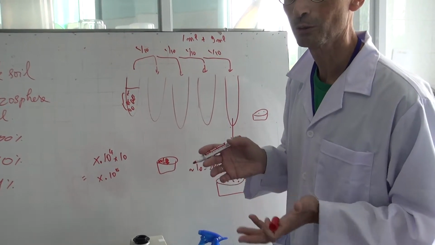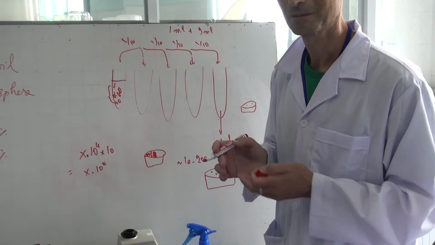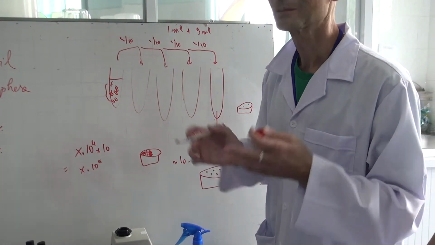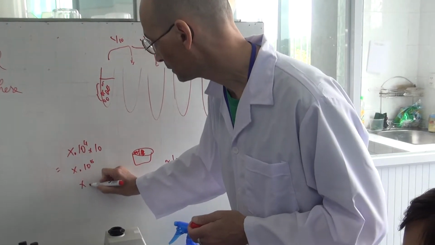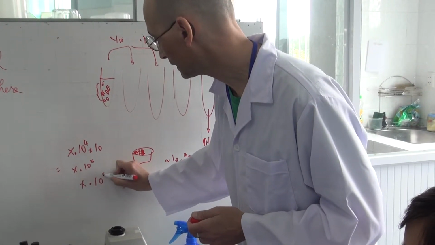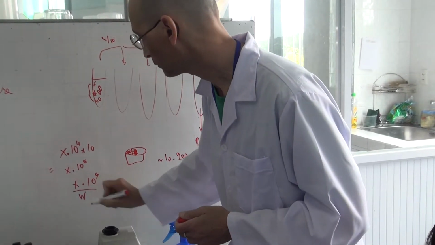So what will you do? Simple arithmetic. Divide by the weight of the sample. Okay, divide by the weight of the sample. So you have your dilution here. In that case, it's 10 to the 5, divided by the weight of the sample.